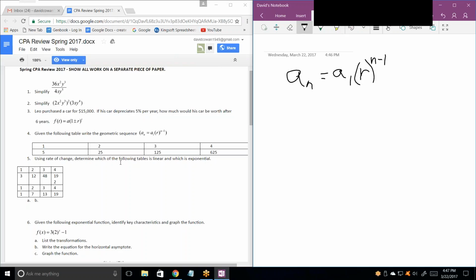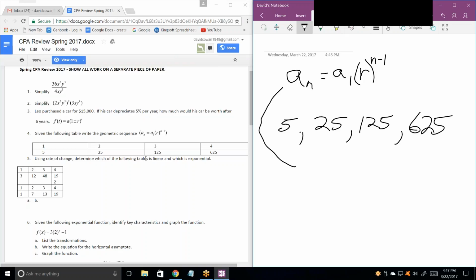Okay, given the following table, write the geometric sequence. The table is: the first term is 5, the second term is 25, the third term is 125, the fourth term is 625.